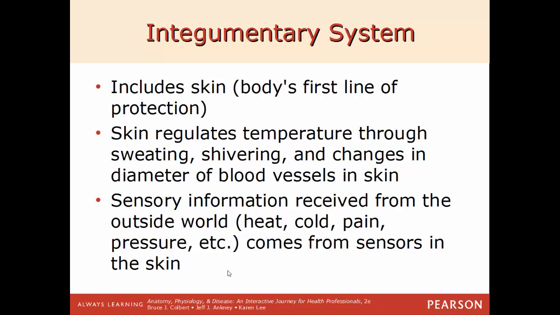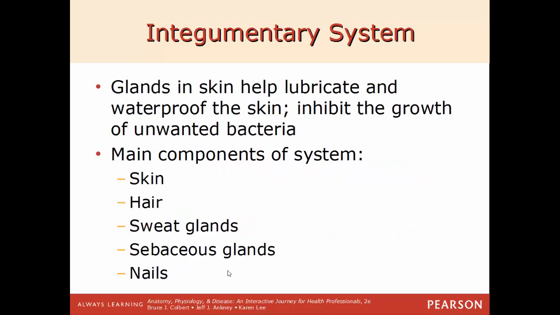This is also a key way for your body to receive information from the outside world and relay that information to the brain. So being able to detect cold and heat and pain and pressure all comes from various sensors throughout the skin. Also scattered throughout the skin, you have various kinds of glands that help to make the skin more waterproof and to lubricate the skin, and also to help inhibit the growth of certain kinds of bacteria.